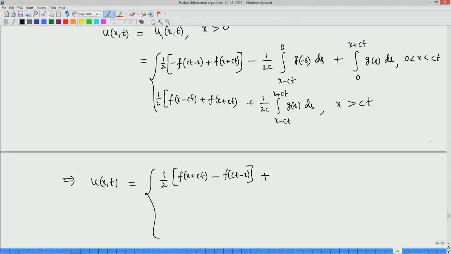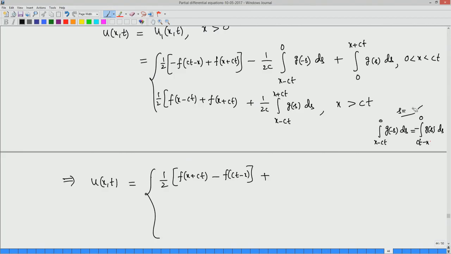How do you combine it? First, you change the order: you change the variable minus s as s. If you do that, just replace, so what you do is let s be minus... the integral from x minus Ct to 0 of g of minus s ds will be the same as the integral from Ct minus x to 0 of g of s ds. I simply change s by minus s. If you do that, g of s ds will be minus ds, you have to replace the integrands.